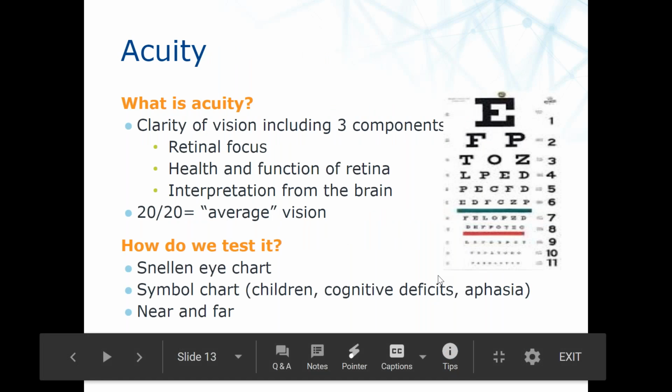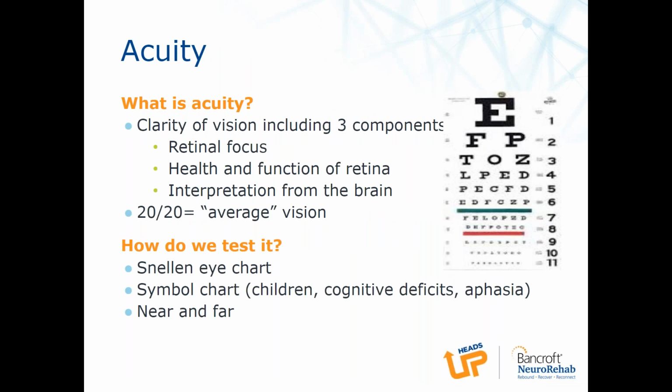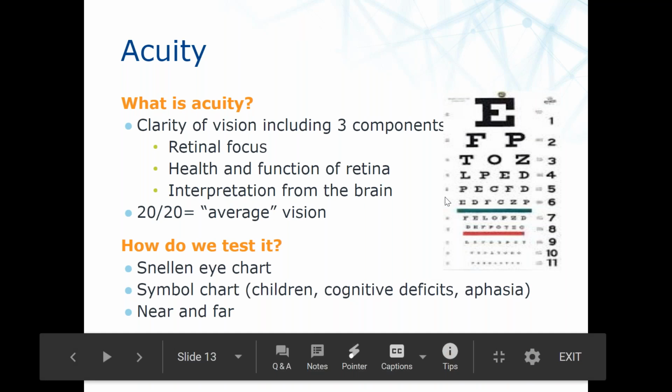So acuity. Acuity is what most people do know about in terms of vision, right? It's just the clarity of our vision. And we look at this from a near and far perspective. So near, we're looking about 15 to 16 inches from the nose, far is about 20 feet away. And we use that typical Snellen eye chart that you see at the eye doctor's.